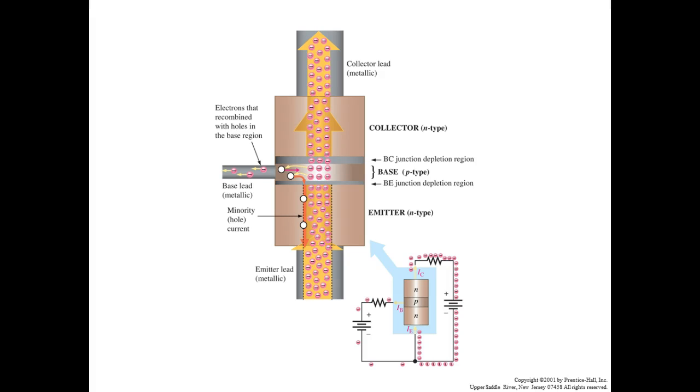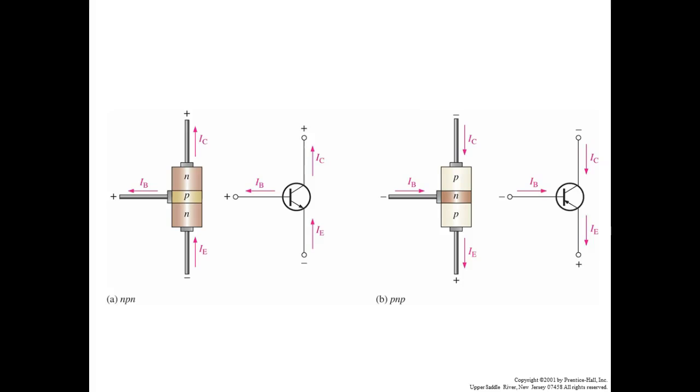We talked about the way it works. The biggest current in the transistor, we know it's the emitter current followed by the collector current. In fact, the emitter current and collector current are practically equal to each other. And the base current is almost nothing, right? Compared to the other one.